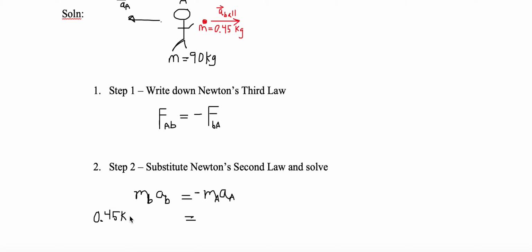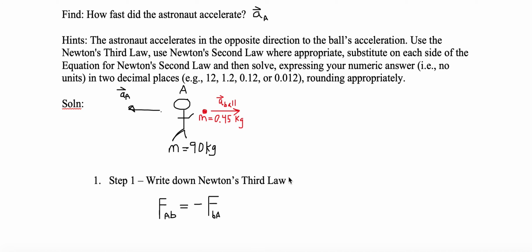And I'll put parentheses around it, and we want to know the acceleration of the ball. Let's stop right there for now because we don't know that. But we're going to now put in the mass of the astronaut, which we know is 90 kilograms. And then we need to put in here the acceleration of the astronaut, which is what we're trying to solve for. So I'm just going to put that here. So we're solving for the acceleration of the astronaut, but we don't know the acceleration of the ball. So let's go back up and find out what we're given.